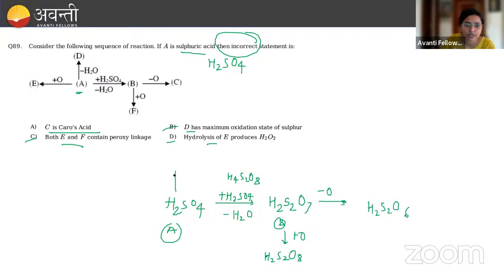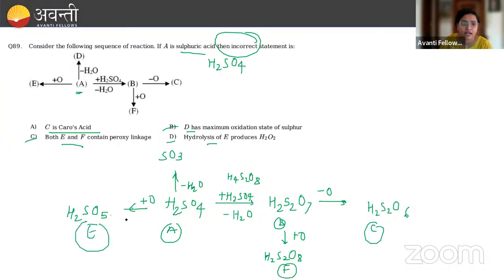यहाँ H2SO4 से माइनस करना है H2O, you will get SO3. यहाँ पे प्लस O करना है, you will get H2SO5. ओके, this is the reaction. यहाँ A, B, C, this is F, and this is E, and this is D. Okay, so D has maximum oxidation state of sulfur.